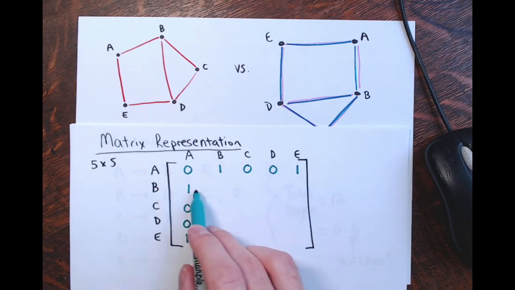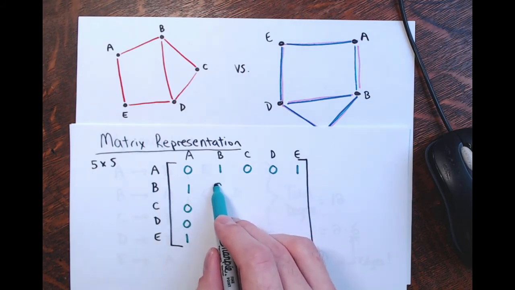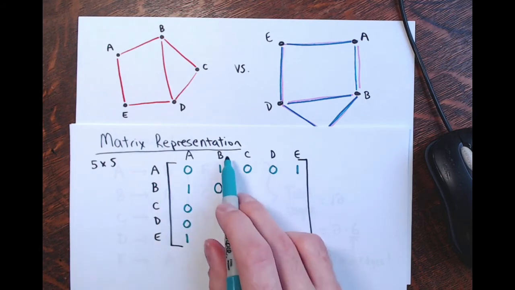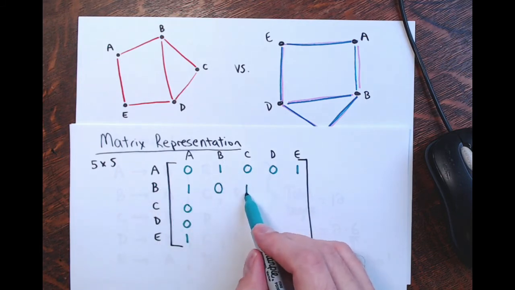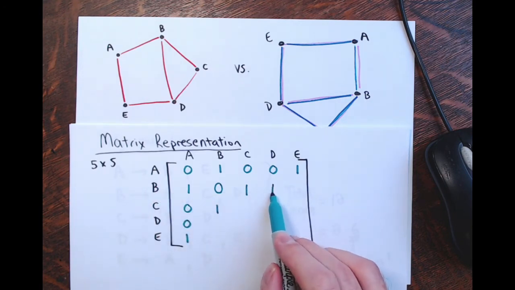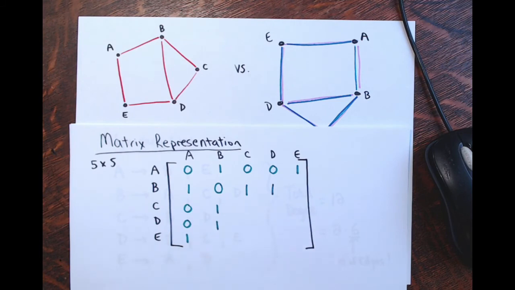All right, then down row B. Again, no self-loops in these simple graphs, so 0 on B to B. Then B to C, yes. So C to B, yes. 1. B to D, yes. So D to B, yes. B to E, no. And so EB, no.